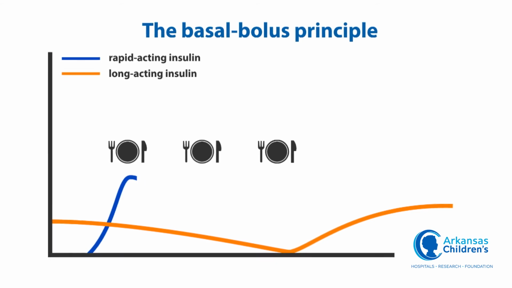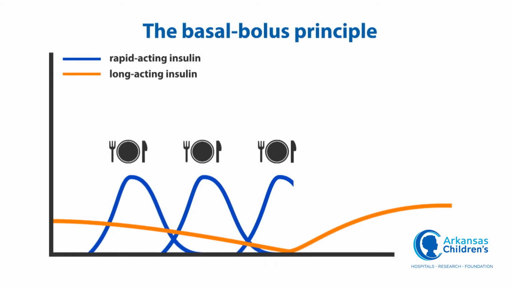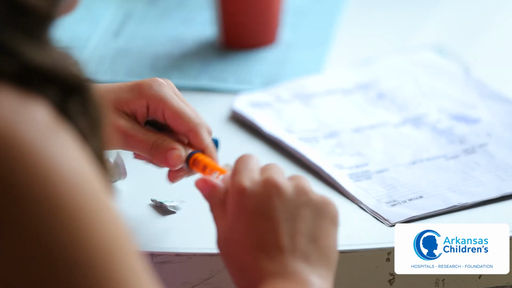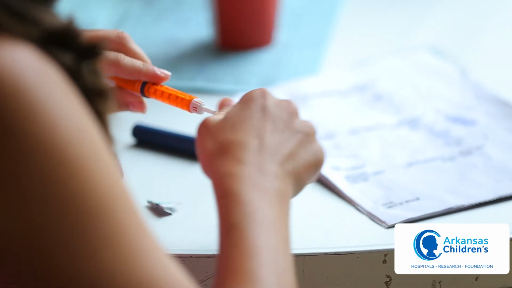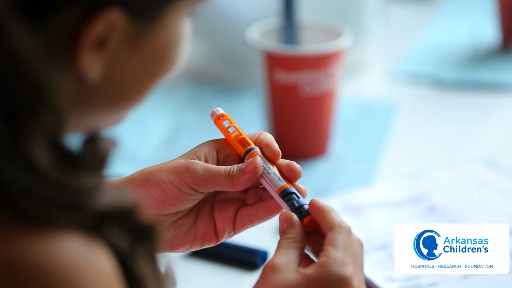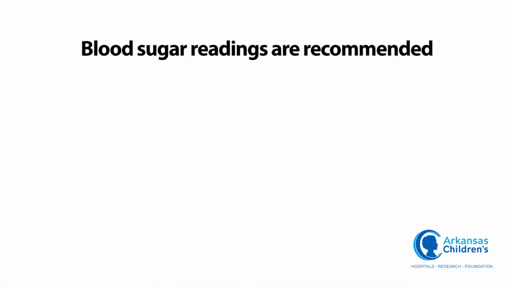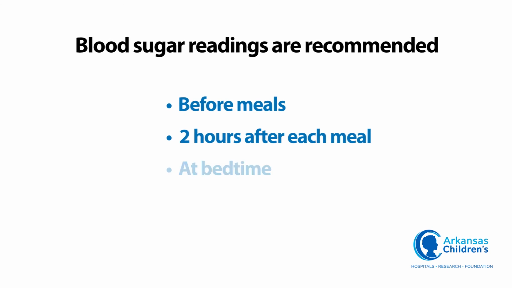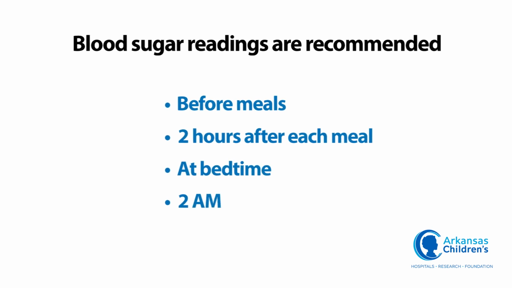Rapid-acting insulins will be used to cover carbohydrates eaten at meals. These insulins will usually start working in 15 minutes, peak at 1 to 2 hours, and last 4 hours. Rapid-acting insulins will also be used to give correction for high blood sugars and bring them back into a normal range. Blood sugar readings are recommended before meals, 2 hours after each meal, at bedtime, and at 2 a.m.